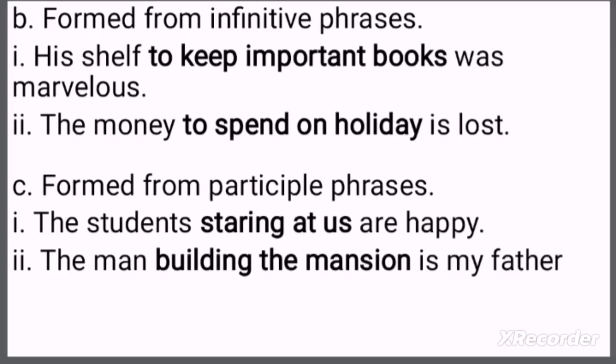C, formed from participle phrases. So participle phrases we see here, it's like they are starting with a gerund. A verb ending in ing, preceded by a noun. The students staring at us are happy. Staring at us, building the mansion. So we have the man building the mansion. So you see man, you see the students here. So these are other examples of how adjective phrases are formed.